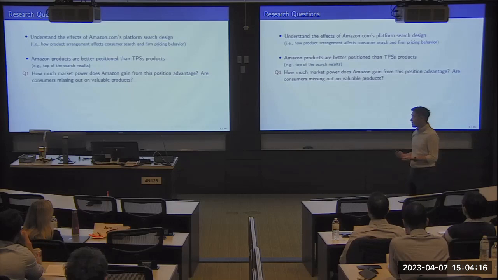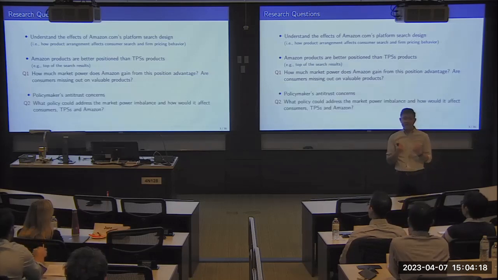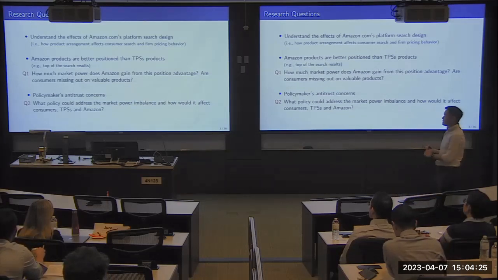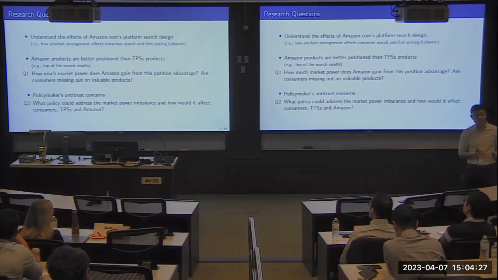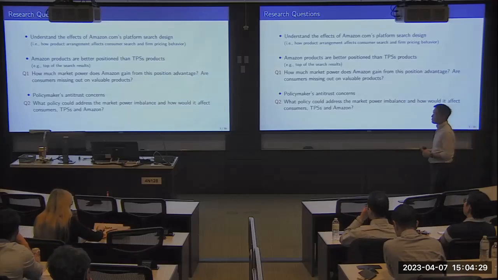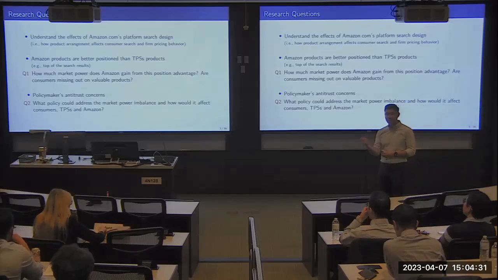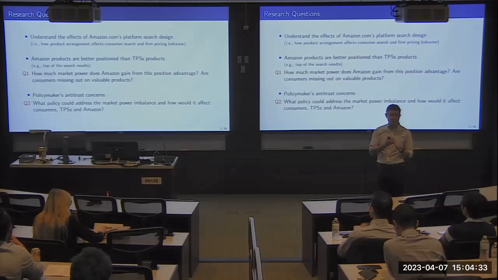I'm going to find that there is market power. And so this raises a second set of questions about policymakers' antitrust concerns. Here, I'm going to be thinking about what policies we could use to address the market power imbalance and how this is going to affect all of the stakeholders: consumers, these small businesses, and Amazon.